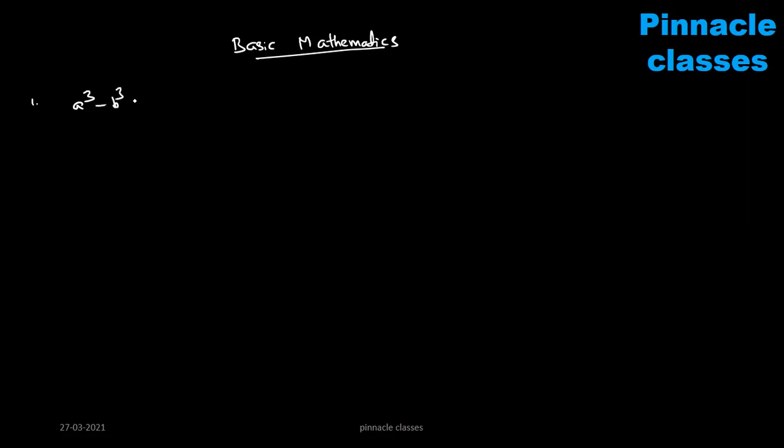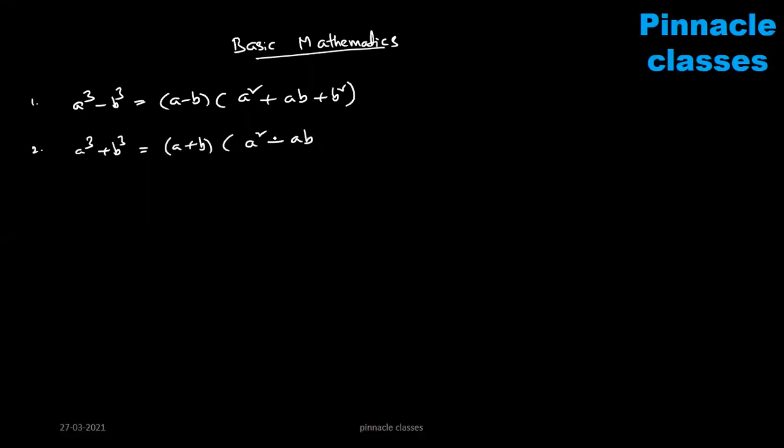a cube minus b cube. What is the formula? (a minus b) into (a square plus ab plus b square). a cube plus b cube is (a plus b) into (a square minus ab plus b square).